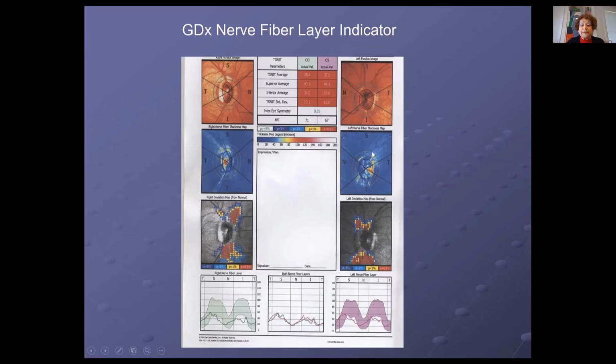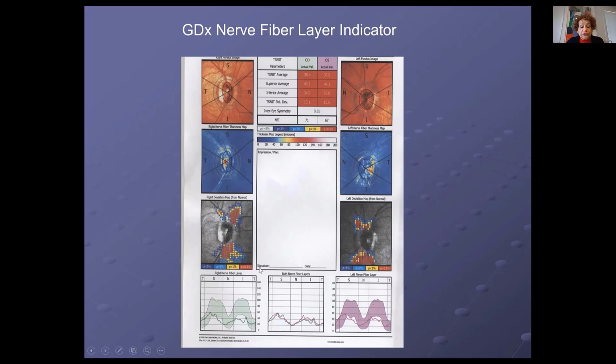Look at the thickness map. You don't see any of the warm colors. This is the deviation map. All of these points are deviated with a high degree of statistical significance. All of these numbers, the averages, the superior and inferior averages, are all in red. And the GDx had a measurement called the nerve fiber indicator. The closer you got to 100, the more likely it is you had glaucoma.